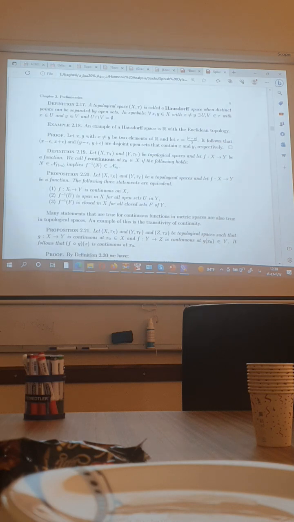This is continuity in the whole of X. F from X to Y is continuous in the whole of X if and only if the inverse image of U is open for every open set, or the inverse image of F is closed for any closed set. These three statements are equivalent. Okay.